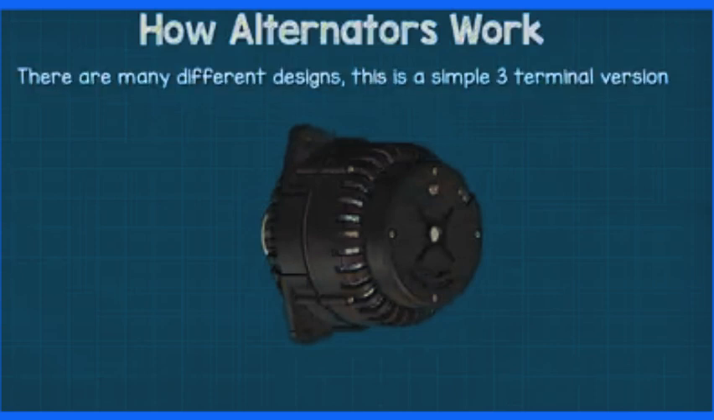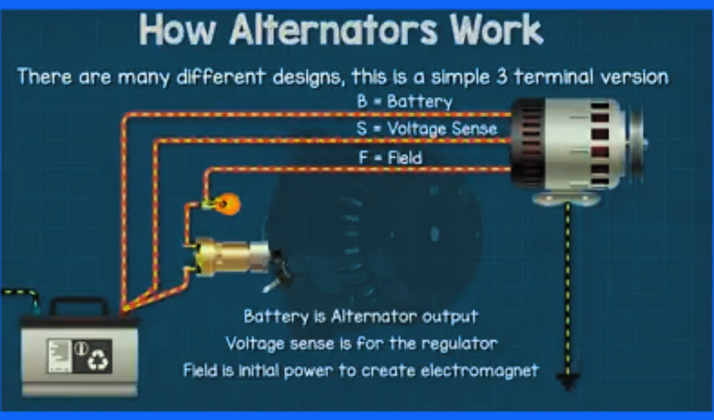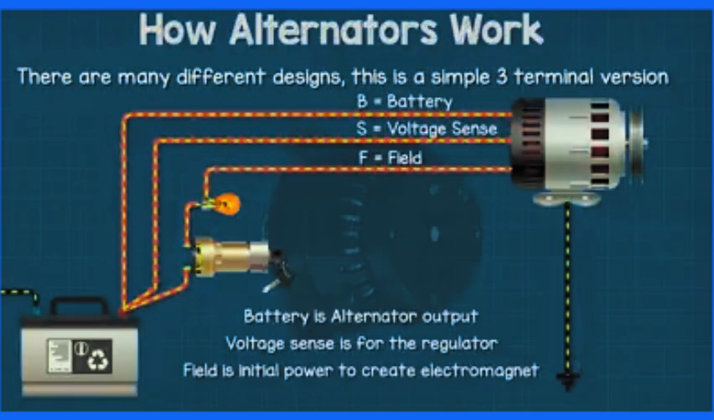There are many different designs, but this is an example of a simple 3-wire design with an internal regulator and rectifier which has the following terminals. First of all, there's the B terminal. This is the output of the alternator which charges the battery. Then we have the S terminal. This allows the regulator to sense the voltage. And then we have the F terminal. This is connected to the ignition and provides the initial power to the electromagnet during startup.